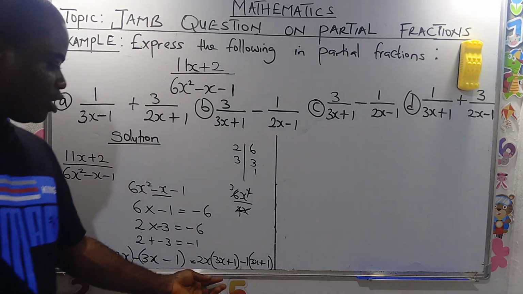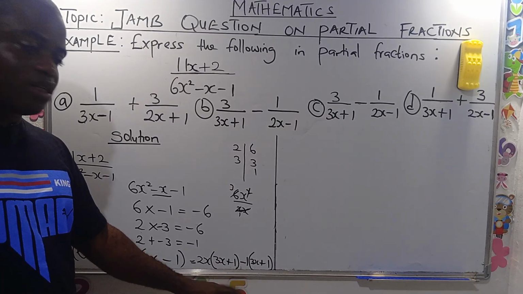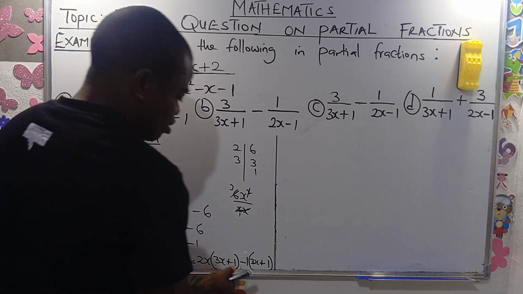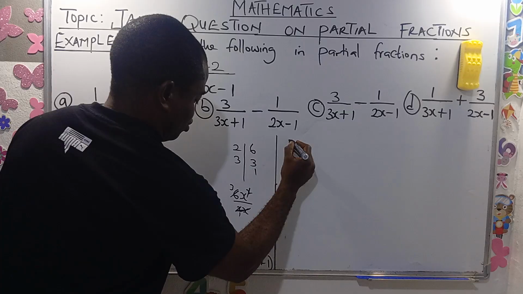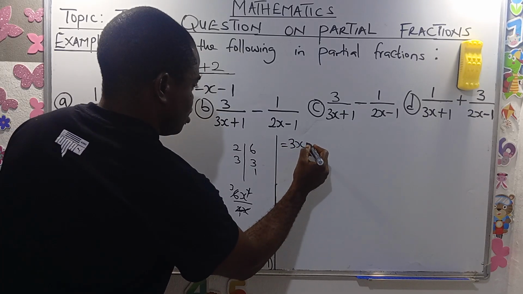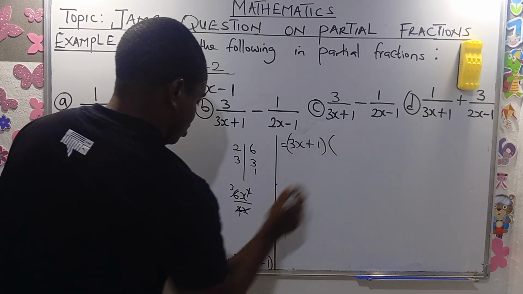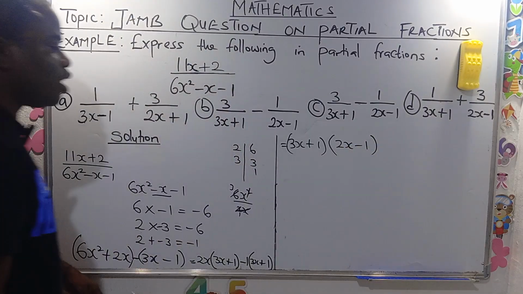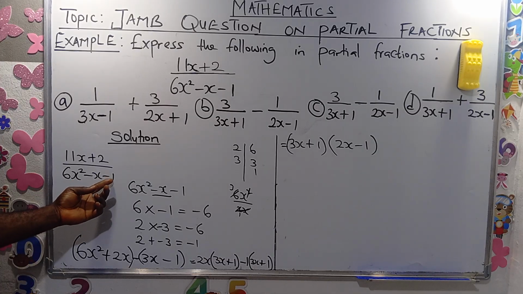Now, when you are solving an equation like this, what's in the brackets must be the same. If they are not the same in your own case, that means there's a problem somewhere. Now you pick one out of the two: 3x plus 1 and 2x minus 1. This is what we have as the factorized expression for 6x squared minus x minus 1.